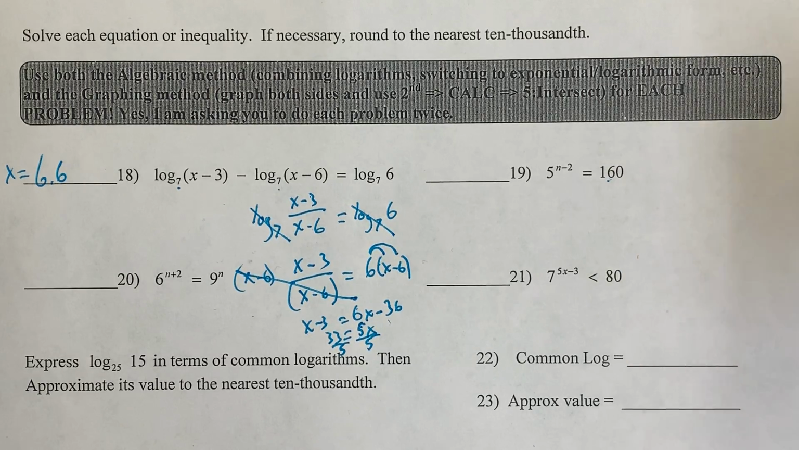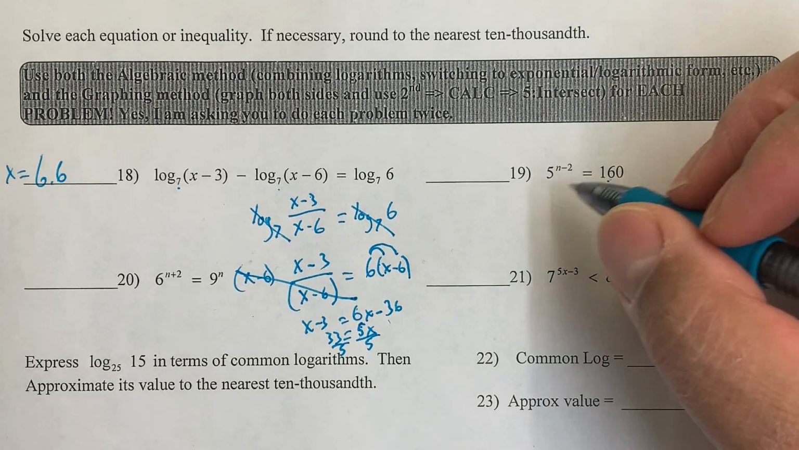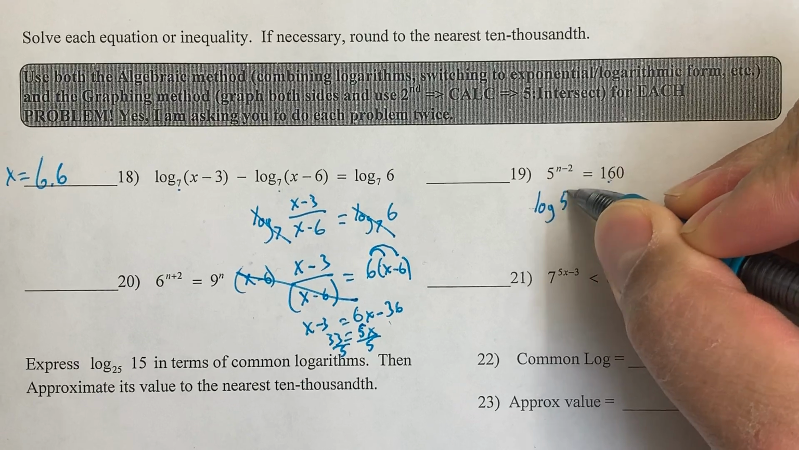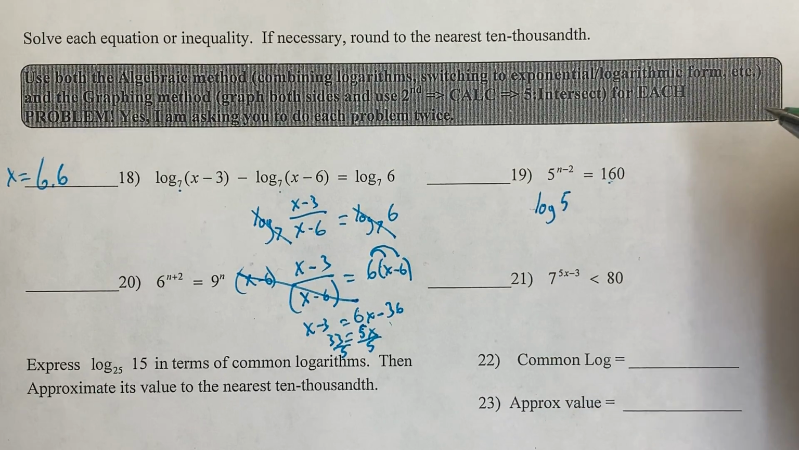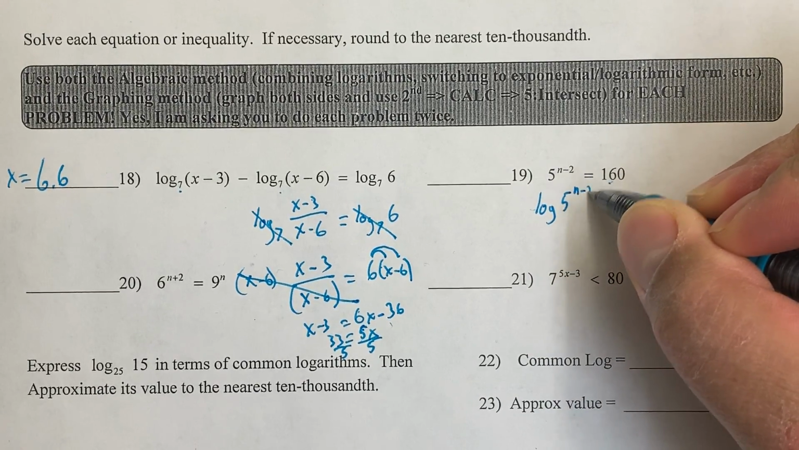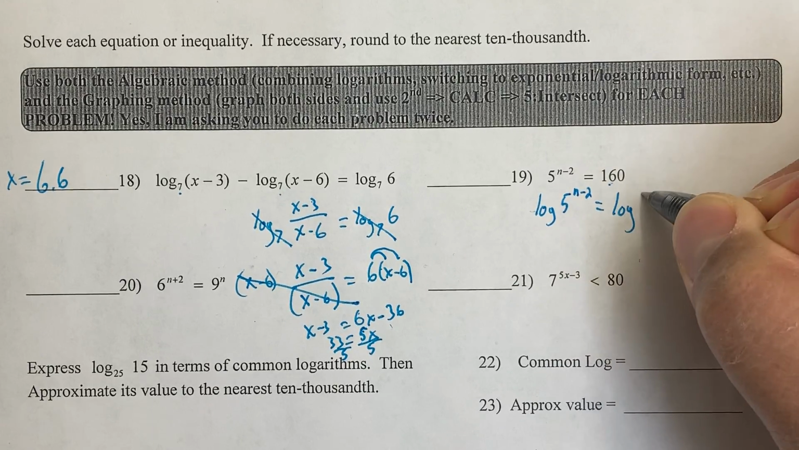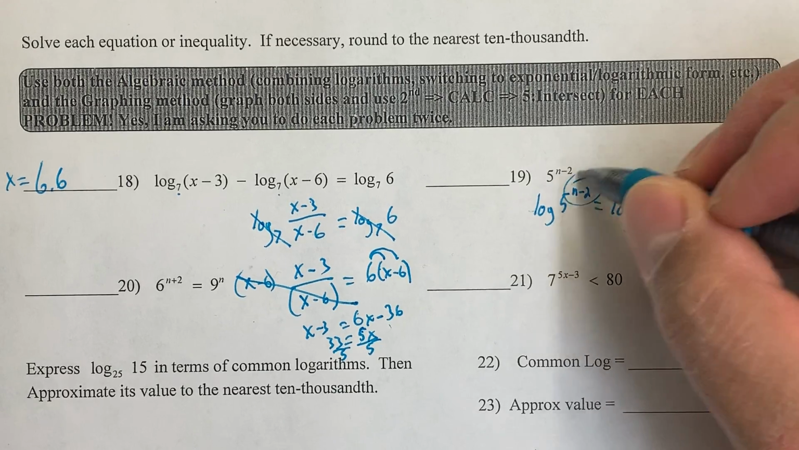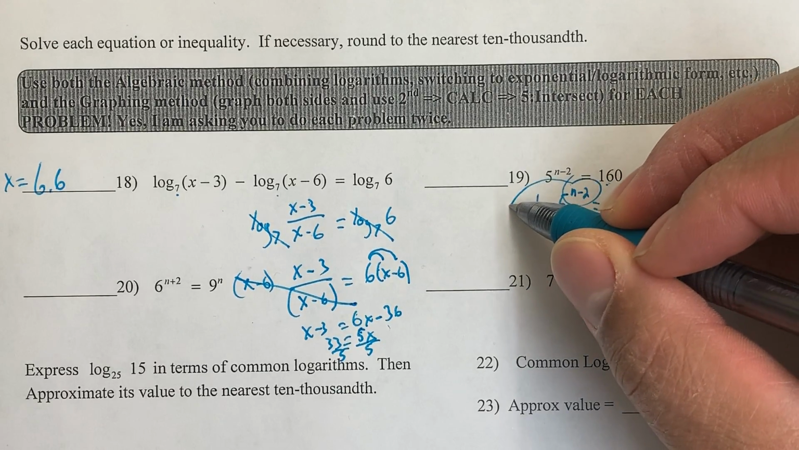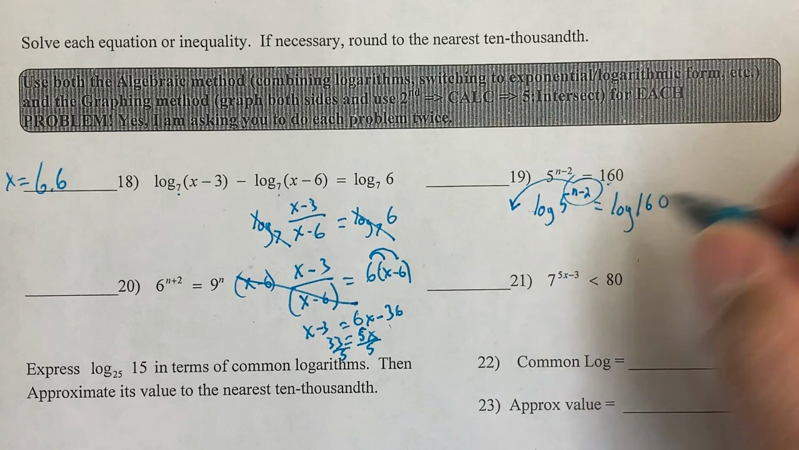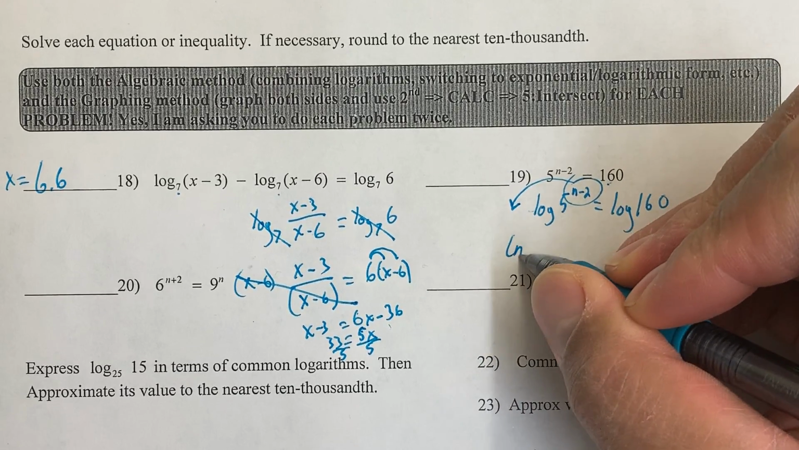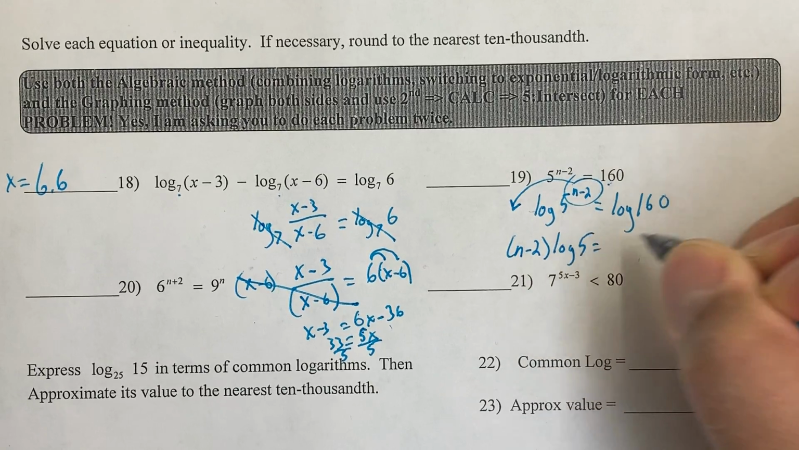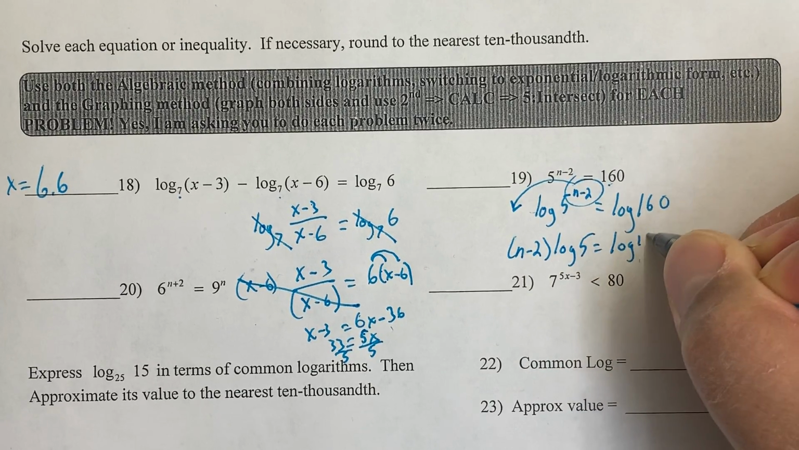So instead, I have to take the log of both sides. So I end up with log of 5, and the common log is fine, right? Log base 10 to the n minus 2 equals log of 160. And the reason I do that is because now this exponent can be moved up front. So I end up with parentheses n minus 2 log of 5 equals log of 160.